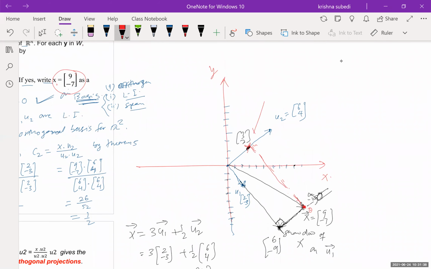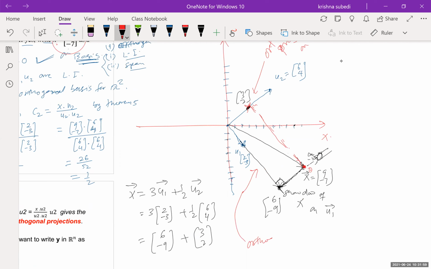This is the orthogonal projection of x on the direction of u2. So on u2, I would say, on the direction of vector u2. In the same way, this one is the orthogonal projection of x onto u1. Okay, so we decompose that vector into two orthogonal vectors.